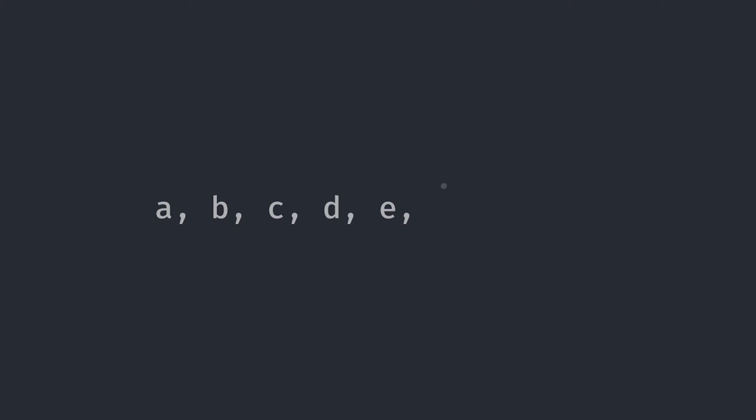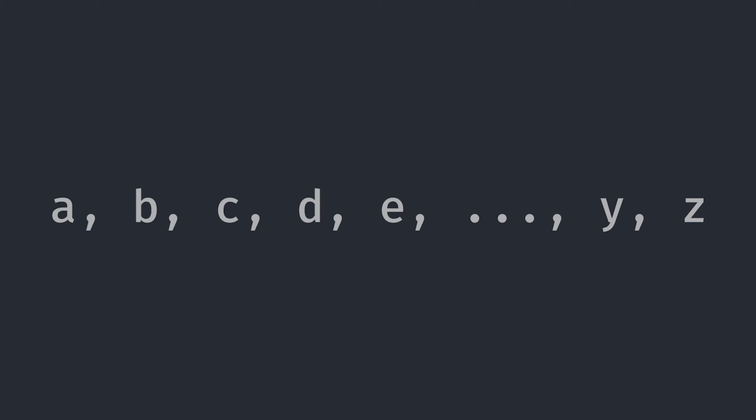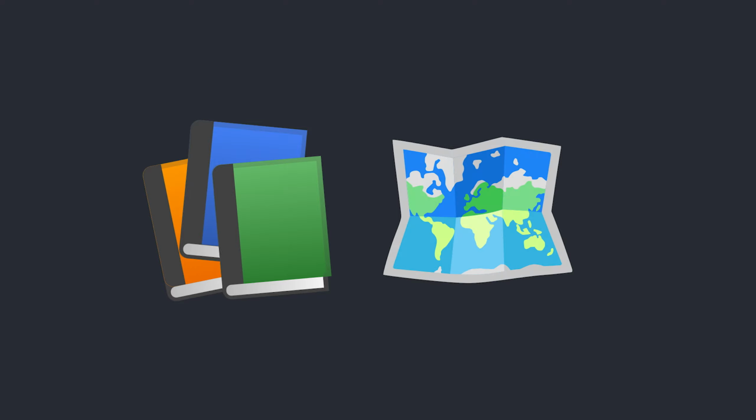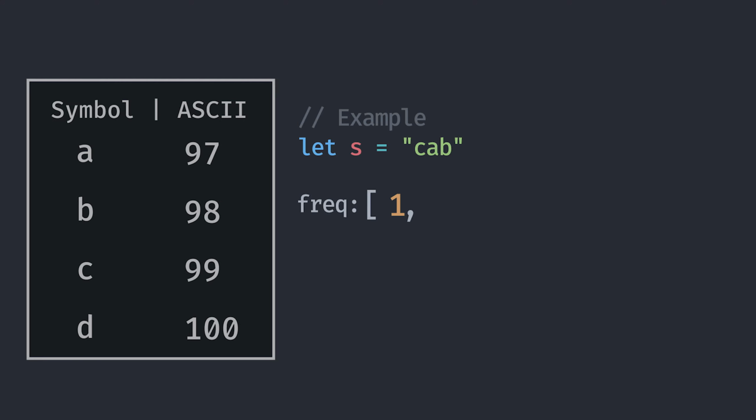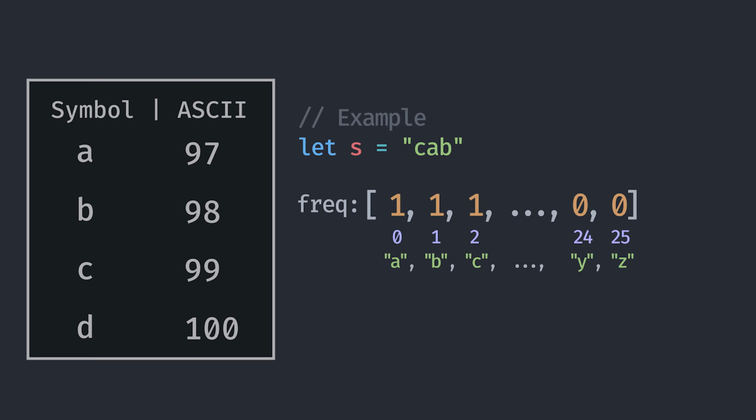Or is it? See, since we're only dealing with the 26 characters within the English language, we actually don't need to use the dictionary or a hash map at all. Instead, we can use the character's ASCII representation and store that within a fixed-sized array of size 26. This will make our space complexity go from O of n to O of 1, which is constant. This is how it will look like.